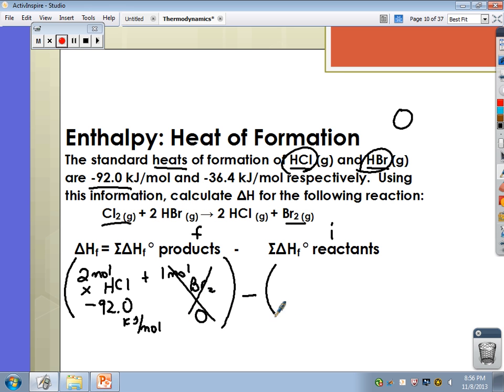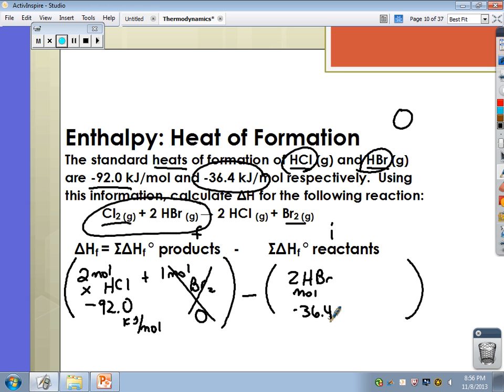Minus, what are my reactants? Well, my reactants are here. So I have 2 moles of HBr, right? And the value for HBr up here is negative 36.4. I'm going to multiply those two, and that's kilojoules per mole. Plus what? Chlorine? 1 mole of chlorine. But guess what? The value for chlorine is 0 kilojoules per mole, so I'm going to forget about that.